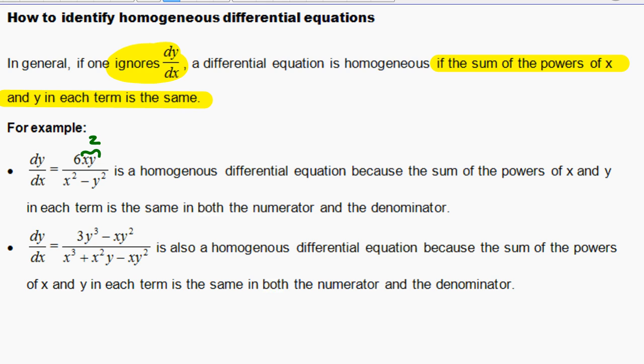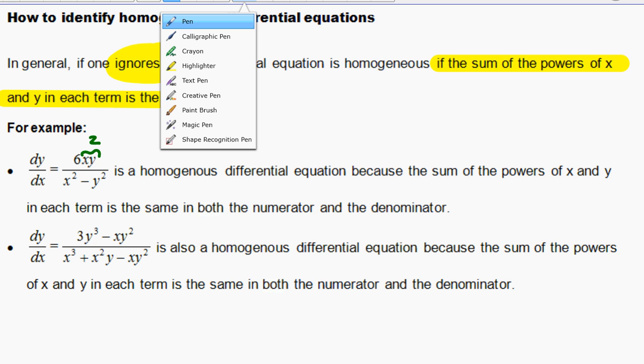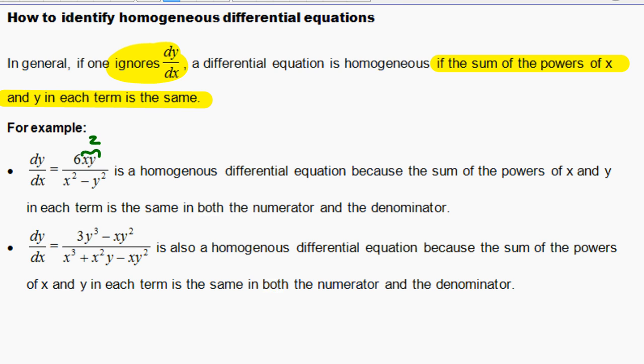Here it is 2 and 2. And you can see that the sum of powers of x and y here is 2, 2, 2. So the sum is the same. Therefore, this equation is homogeneous.